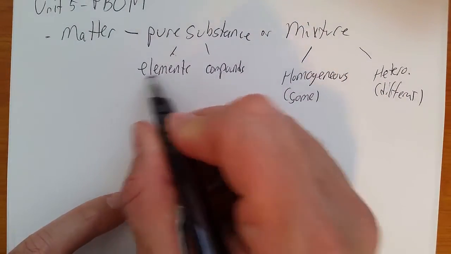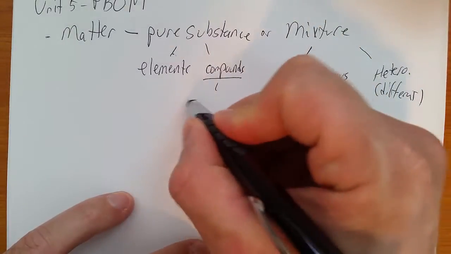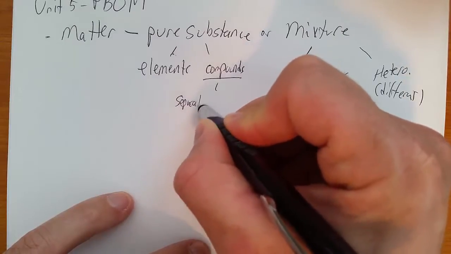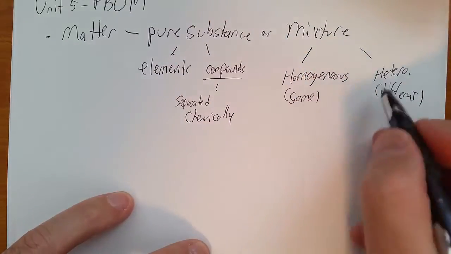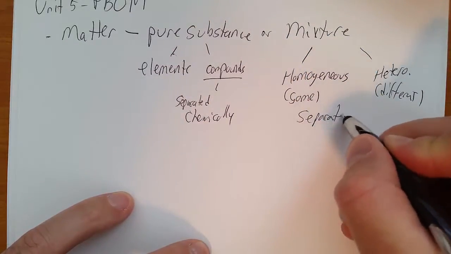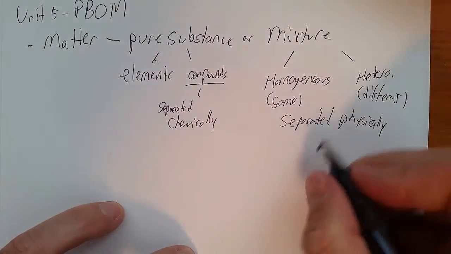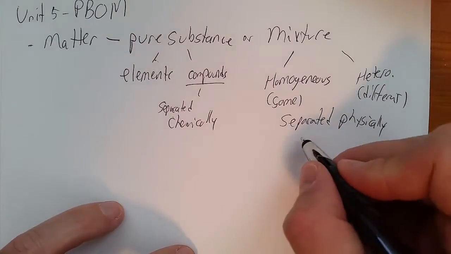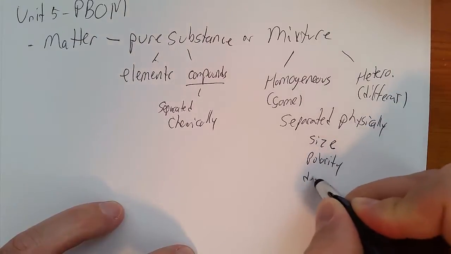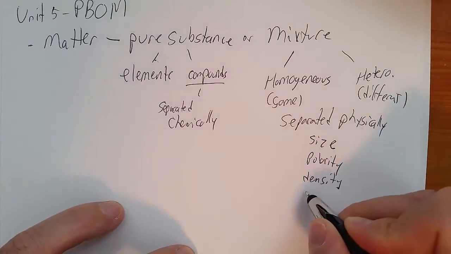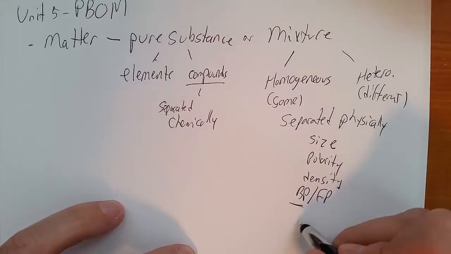Elements cannot be separated. They're the simplest form. Compounds can only be separated chemically. Mixtures can be separated physically. Okay? Based on size, polarity, density, boiling points, freezing points, but usually boiling points, and solubility.